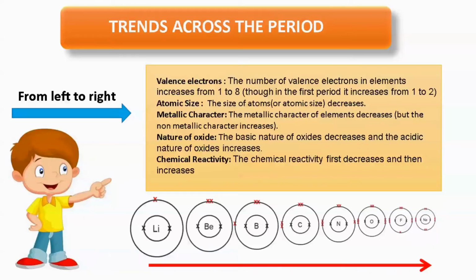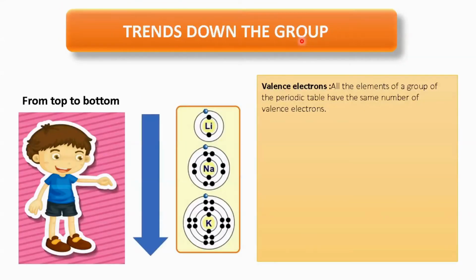Now we will be discussing the trends within a group. Trends down the group, starting with the valence electron. As we move down the group, the number of valence electrons, or the number of electrons in the outermost shell, remains the same for a particular group. Here we have the example of the elements of group 1. As we move from lithium to potassium, the number of electrons in the outermost shell is the same. There is no change.